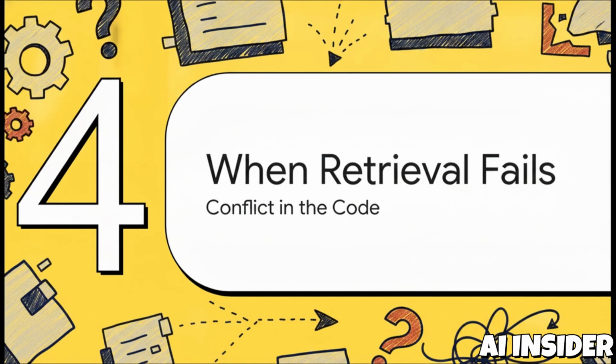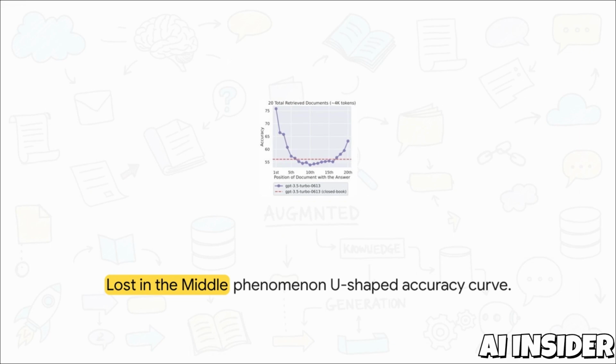Section 4. When retrieval fails, the conflict in the code. All right, here is the plot twist of our story. Retrieval is definitely not perfect. Research actually shows a U-shaped accuracy curve when testing these models. This is known as the lost in the middle phenomenon.